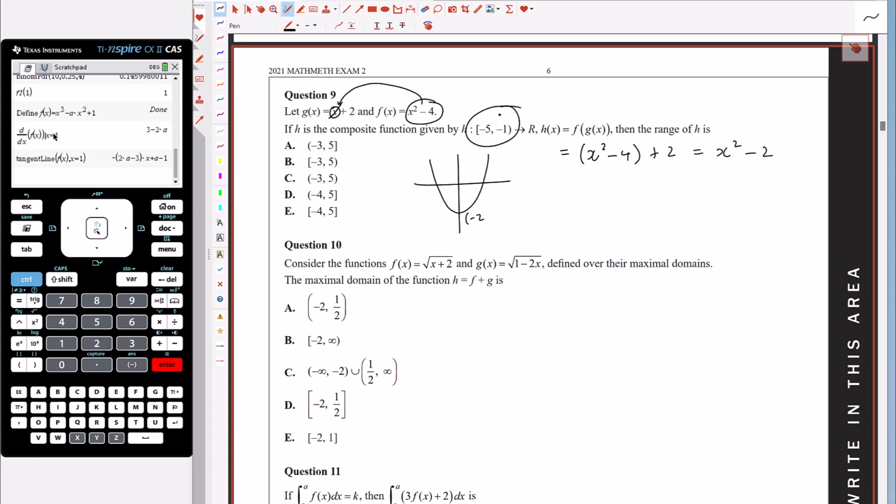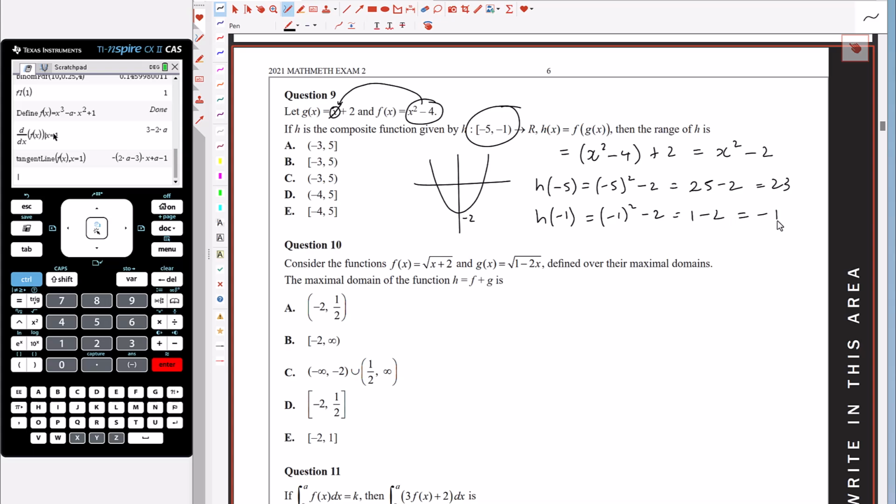And so x² - 2 obviously is a parabola down by 2. But we only have it over this domain. So this is the point (0, -2). So I'm just going to work out those two endpoints. So h at -5 is going to be (-5)² - 2, so obviously 25 - 2, so 23. And h at -1 won't be that high, I'm sure, but let's just confirm. So 1 - 2, so it's -1.